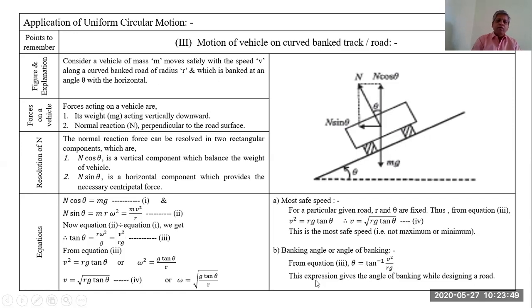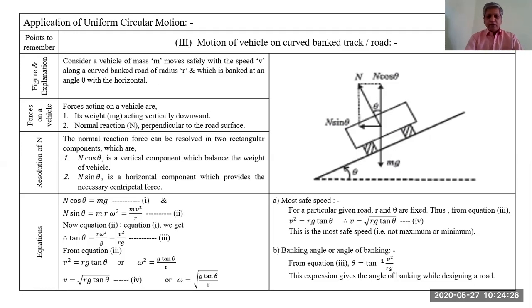On this article, the question will be asked like this: explain the motion of a vehicle on the curved banked road and obtain the expression for angle of banking, or obtain the expression for the maximum speed of the vehicle for the given angle of banking and given radius of curvature. These are the questions to be asked on this article.